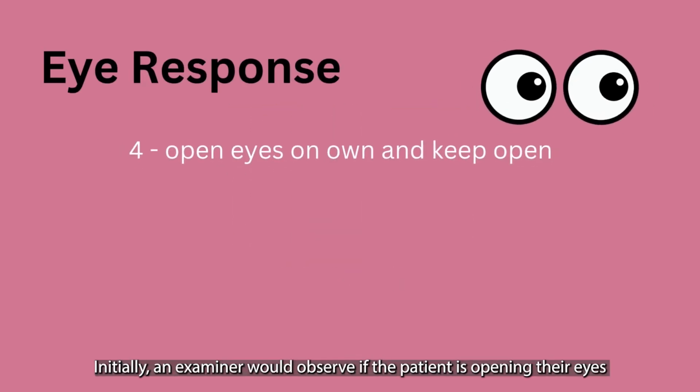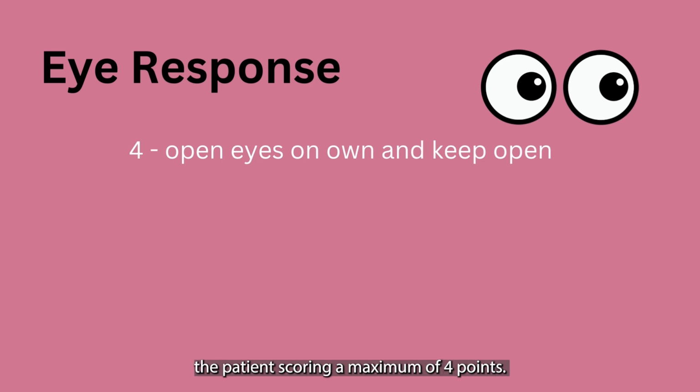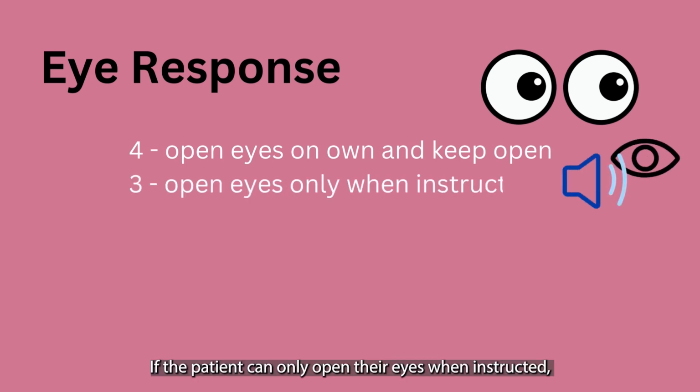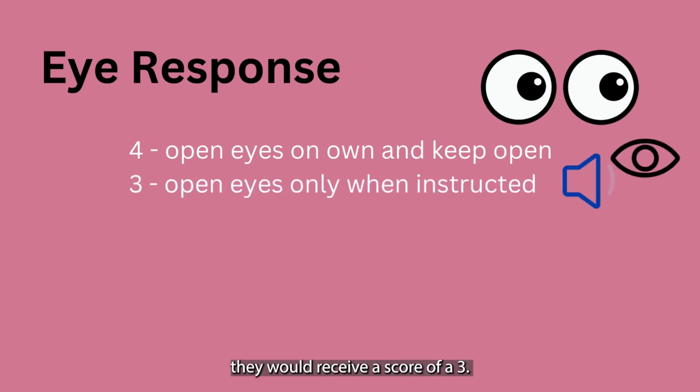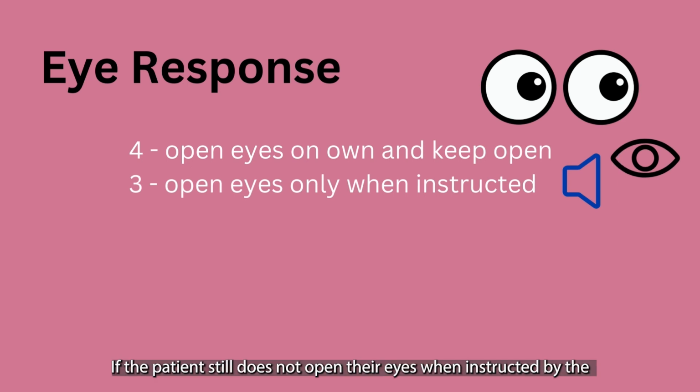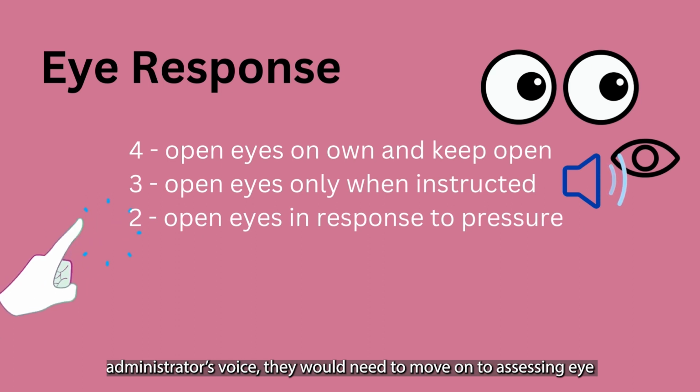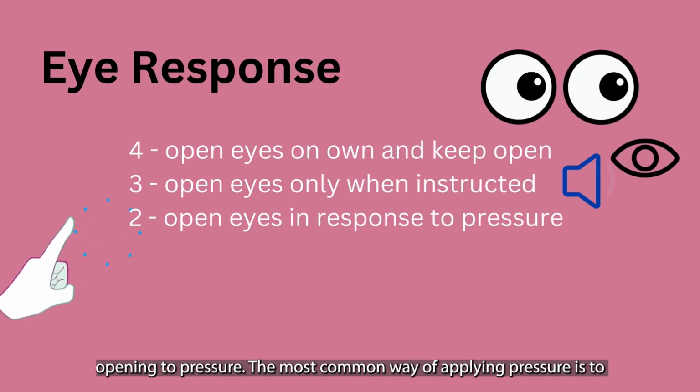Initially, an examiner would observe if the patient is opening their eyes spontaneously. If so, their assessment of this behavior is complete, with the patient scoring a maximum of 4 points. If the patient can only open their eyes when instructed, they would receive a score of 3. If the patient still does not open their eyes when instructed by the administrator's voice, they would need to move on to assessing eye opening to pressure.